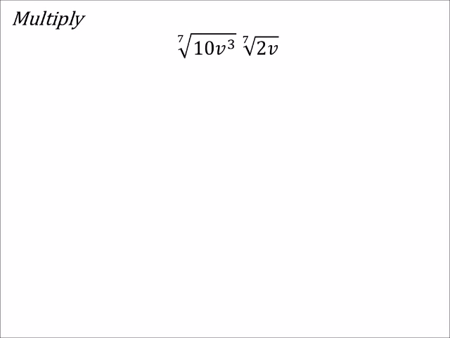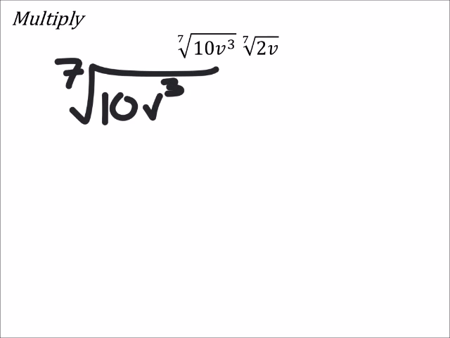All right, same idea on this one. So we've got that seventh root stuff. Oh boy, that's not very good. Seventh root of 10v cubed, because now we can just multiply these straight across, times 2v.